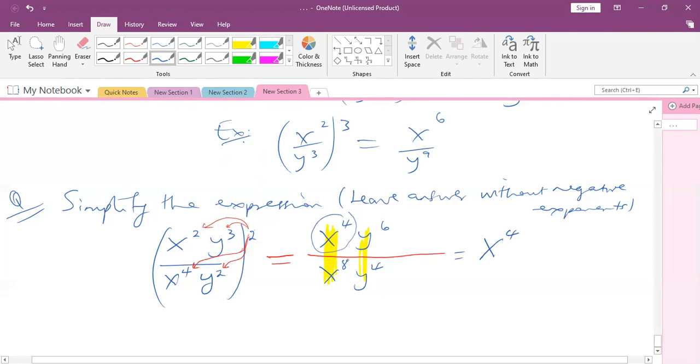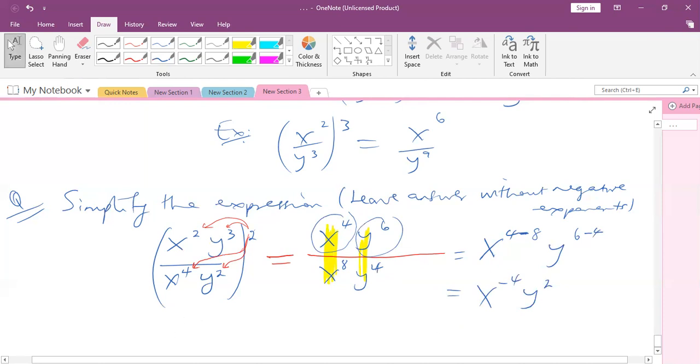Minus the lower exponent. So minus the 8. Okay, minus. So since I'm dividing, quotient rule, I'll do the same thing for the y. So I write down y to the power 6 minus the lower exponent, which is 4. So what do I get here? I have x raised to the power -4, y raised to the power 2.